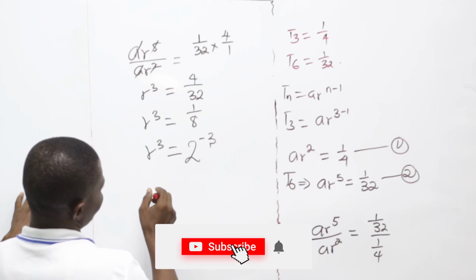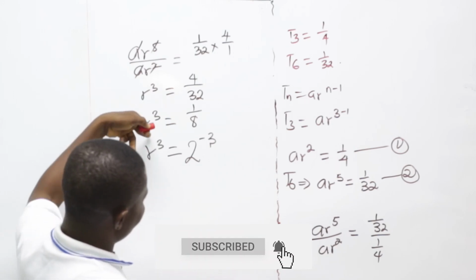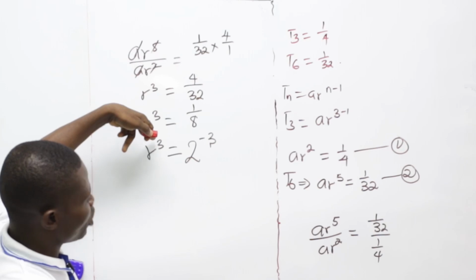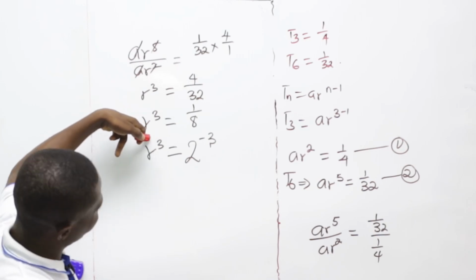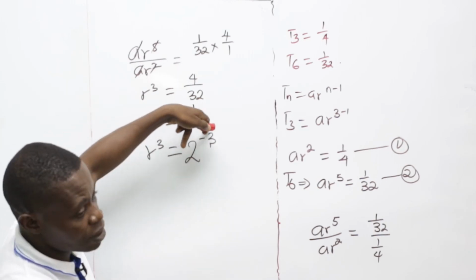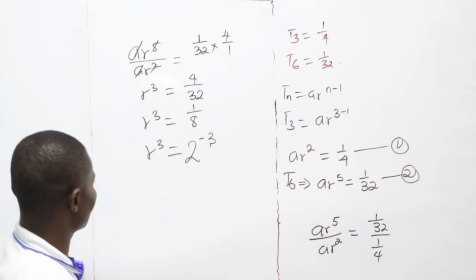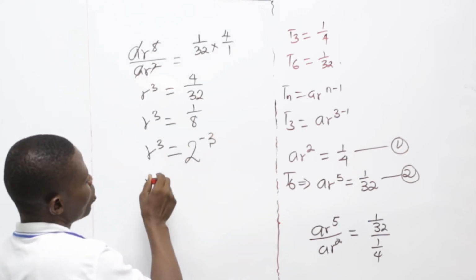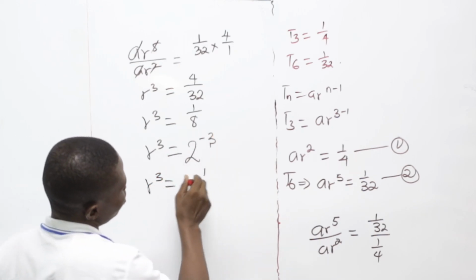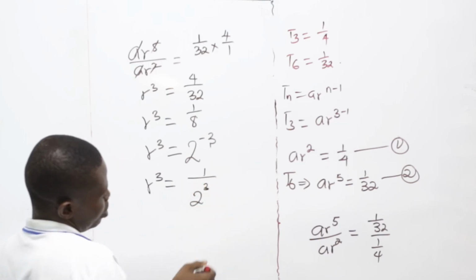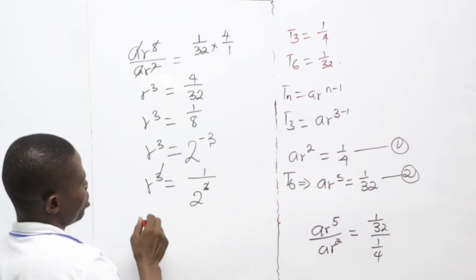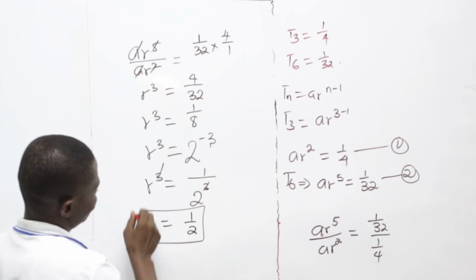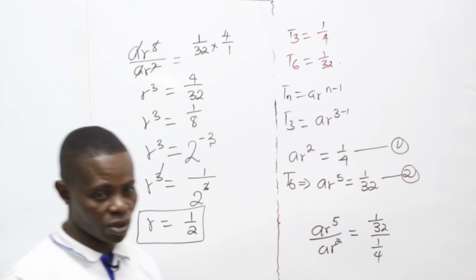Minus 3. Be very, very vigilant. You have plus in the R cube, while in the power side, you have minus 3. To avoid this challenge, just go this way. 1 all over 2 raised to the power 3, okay? So when you cancel, your R will be what? 1 all over 2. So the common ratio is what? 1 all over 2.